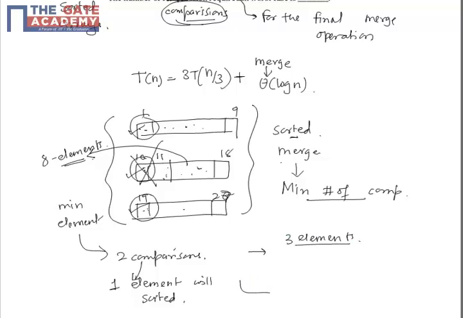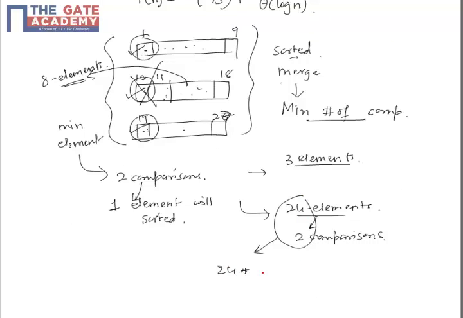For the first 24 elements, in the worst case, how many comparisons do we have to do? 2 comparisons each. To sort the first 24 elements we have to do 2 comparisons per element, which is 24 times 2 equals 48. That means in 48 comparisons, 24 elements will be sorted.